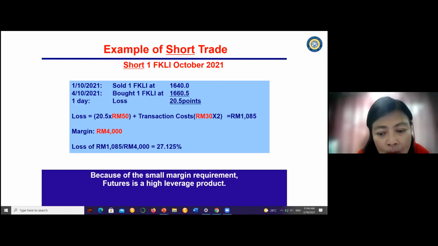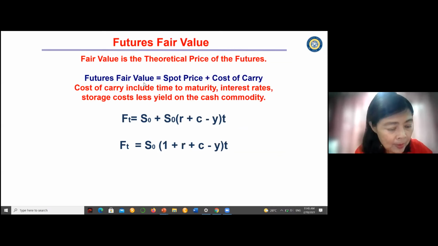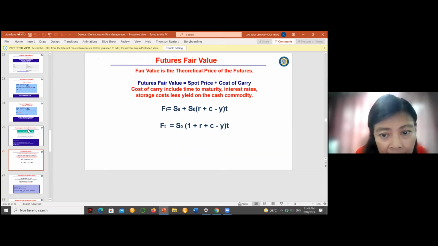Okay, how does the margining work, how does the clearinghouse work? It's like this. Friday, I sold at 1640, but somebody must have bought it, right? Okay. So Monday comes, it goes up to 1660.5. I lost the 1,085 here. Oops, sorry. But somebody else made the profit. Okay, somebody else made this profit, 965.